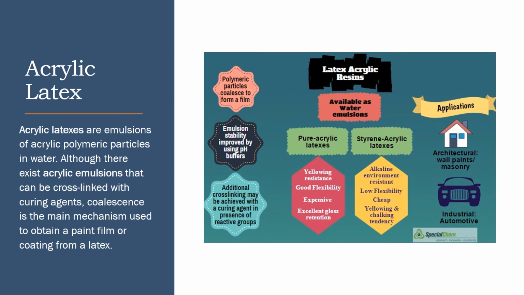The first one is pure acrylic latexes, then styrene acrylic latexes, and both have different kinds of properties. Pure acrylic resins are very good in yellowing resistance and have very good flexibility, but they are expensive compared to styrene acrylic latexes. They also have excellent gloss retention, meaning they would give you better properties compared to styrene acrylic in exterior exposure and for interior use. But styrene acrylics are very good for water resistance and alkali resistance, but they are not good for exposure. They are subject to yellowing and chalking very quickly.